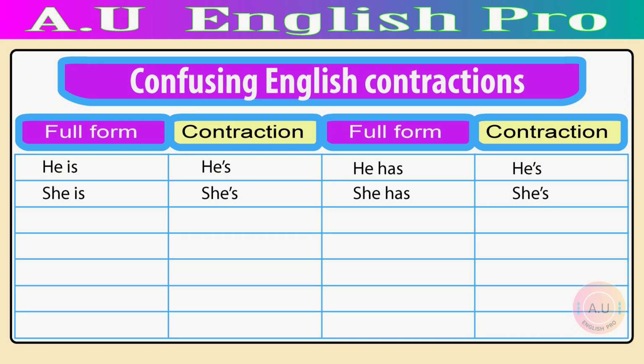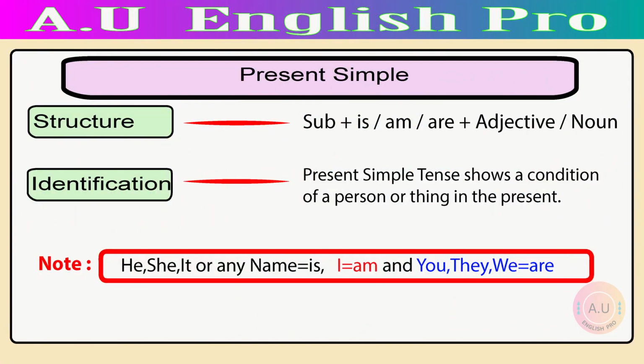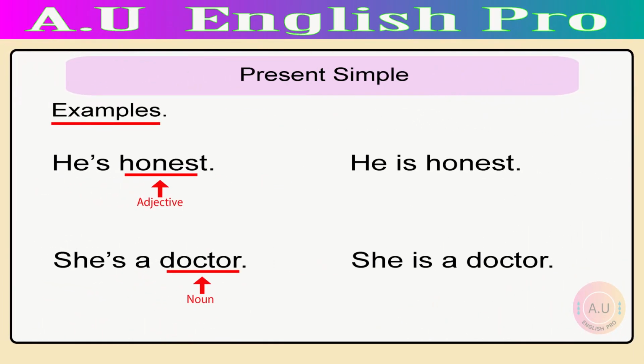So friends, first of all we will discuss the contraction of 'he is'. Friends, as you know, we have already studied the present simple tense. According to the structure of present simple tense, subject plus is, am, or are plus adjective or noun. So let's see some examples so you can understand easily. Friends, our first example is 'he's honest', and the second example is 'she's a doctor'.